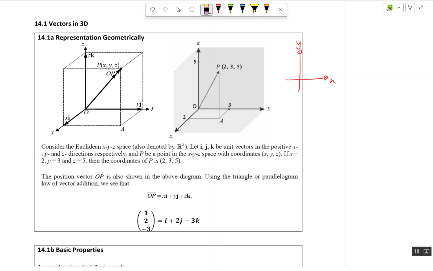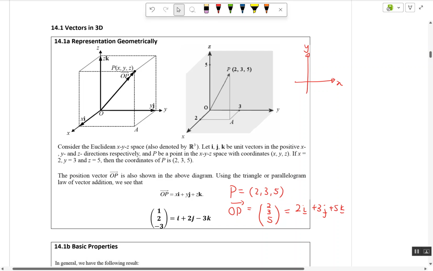But number one is, if P is equal to (2, 3, 5), and I represent OP in the form of a column vector, it will be 2, 3, 5 this way. The z will just be at the bottom. And usually the question will give you in ijk form. i is the coefficient of x, j is the coefficient of y, and k is the coefficient of z. Just like that, representing vectors in x, y, z form. Okay, so now you understand this.